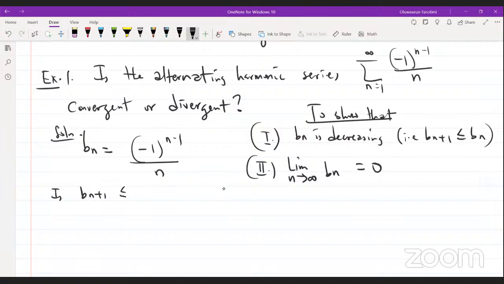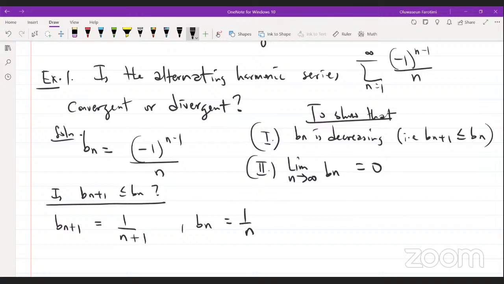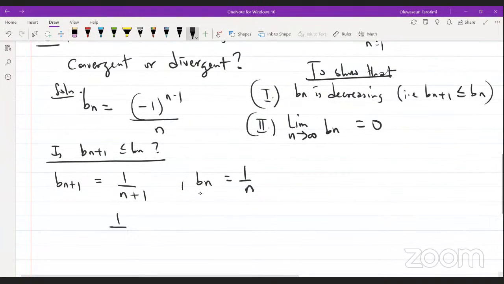Is b sub n plus 1 less than or equal to b sub n? I got to check that. What is b sub n plus 1? b sub n plus 1 is 1 over n plus 1. What is b sub n? 1 over n. So talk to me, guys. Is 1 over n plus 1 less than 1 over n? The answer is yes, for all values of n.